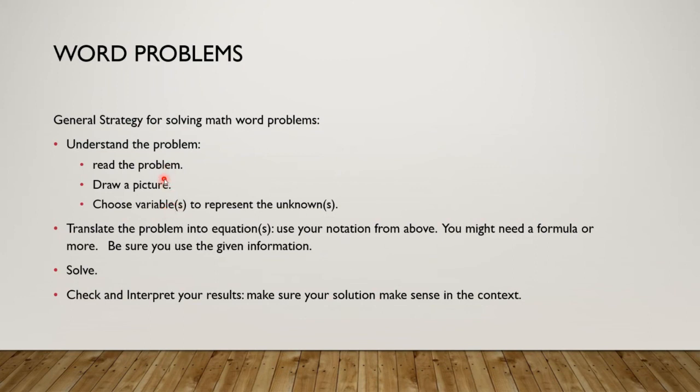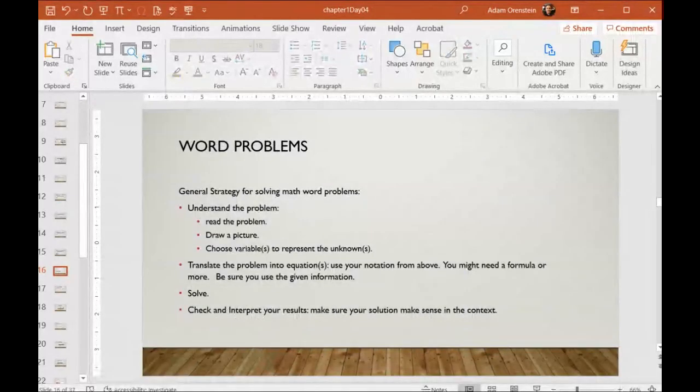So after reading the problem, you draw a picture, choose your variables, use what's given to you. Use your picture also to come up with some kind of equation so that you're writing out mathematically what you have to do. Then, of course, you solve, and it's good to check your results. All right, so that is the strategy for word problems. I think it's also in the book, actually. Let me just pause the recording.